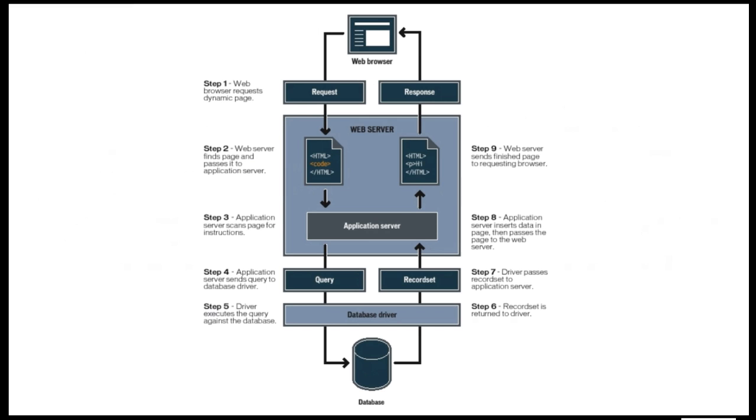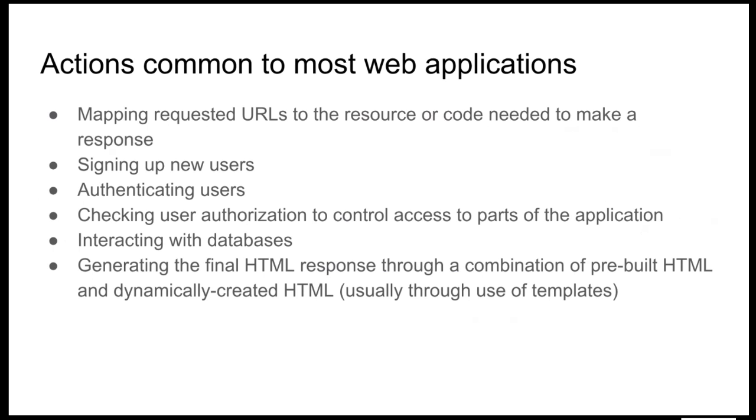Okay? Now, here's where we get into web application frameworks, what they're all about. There are actions that are common to almost all web applications. They're all going to have to map the requested uniform resource locators to whatever resource or code is needed to make a response. You can see that from what we've gone over. Almost always, a web application is going to want to allow you to sign up new users. It's going to want to let you authenticate users. Well, put in your password. I don't believe you are who you are, and you can't even look at the rest of this website until you prove who you are.